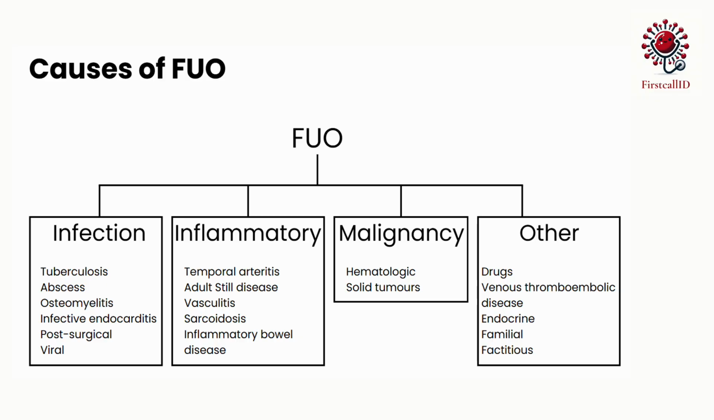Inflammatory causes, such as temporal arteritis or giant cell arteritis, adult onset Still disease, vasculitis and sarcoidosis, and occasionally inflammatory bowel disease. Cancers can be a cause of unexplained fevers, commonly hematologic malignancies like lymphoma, and occasionally some solid tumors as well. And then there's a grab bag of other causes to consider, such as drug fever, venous thromboembolic disease, endocrine causes such as hyperthyroidism or adrenal insufficiency, some familial or genetic causes, and occasionally factitious causes.